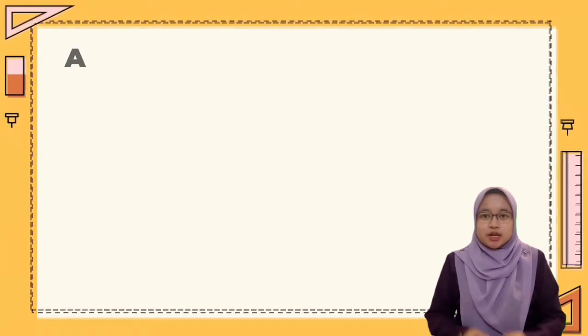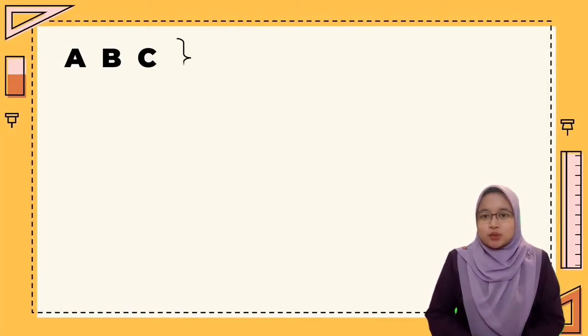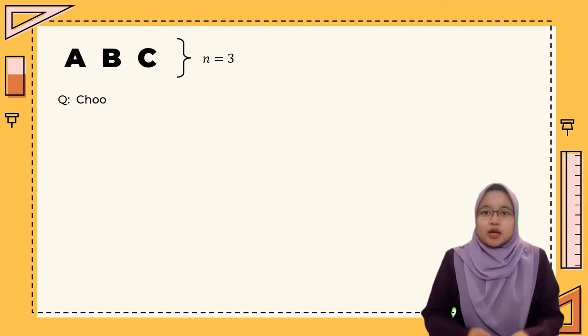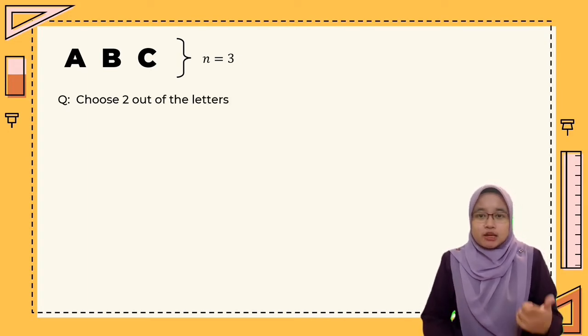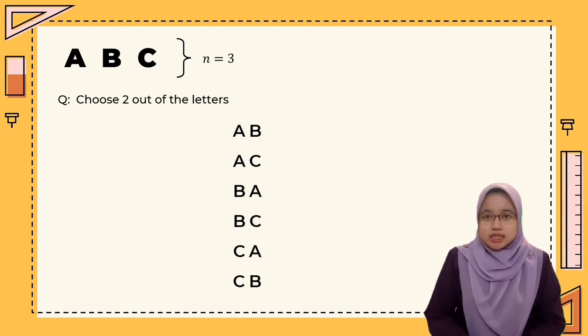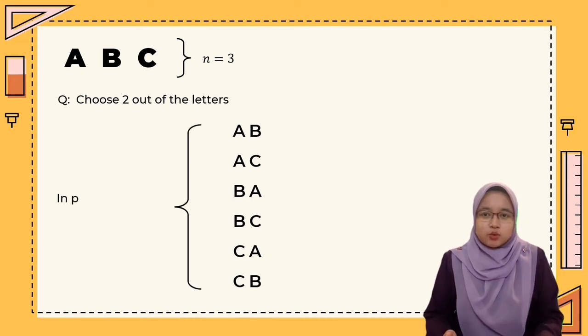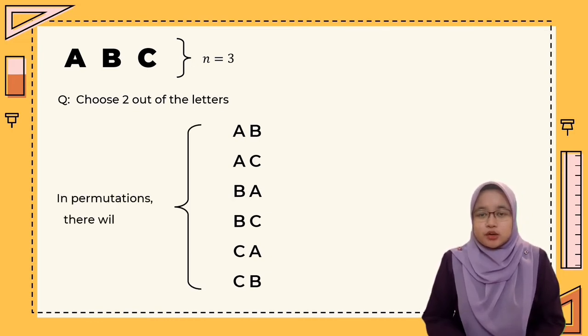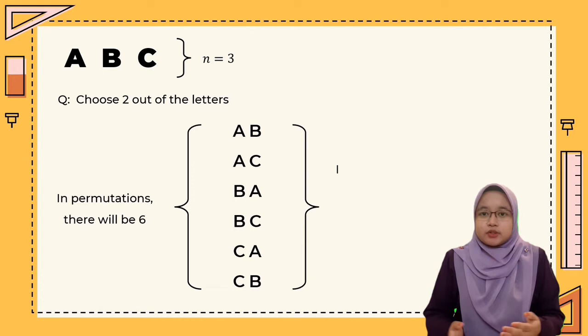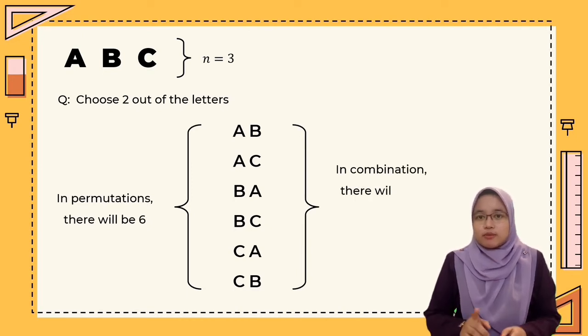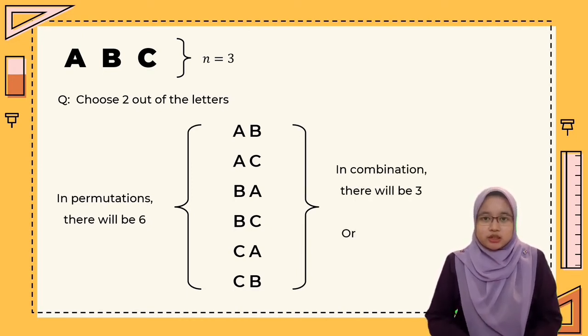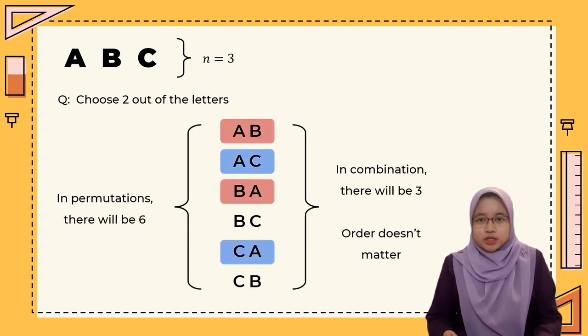Suppose we have the letters A, B, and C, and we want to choose 2 out of 3 letters. We can have AB, AC, BA, BC, CA, and CB. In permutations, we will have 6 permutations in choosing 2 out of 3. But we only have 3 combinations here because remember, order doesn't matter in combination. So, AB and BA are the same thing in combination.